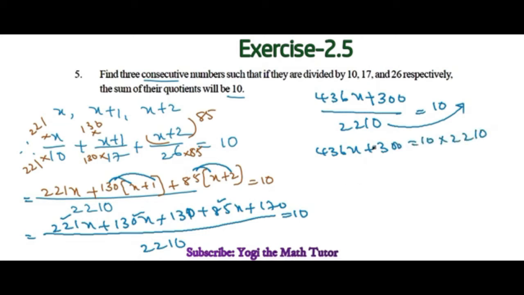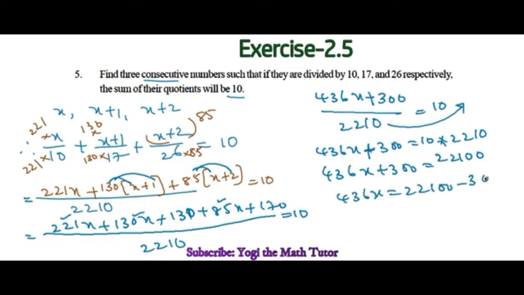Then next you need to transpose. 436x plus 300 is equal to 22,100. Then you should transfer this 300 to the right side. So 436x is equal to 22,100 minus 300. Then you will get 436x is equal to 21,800. Now you can cancel it with 436.